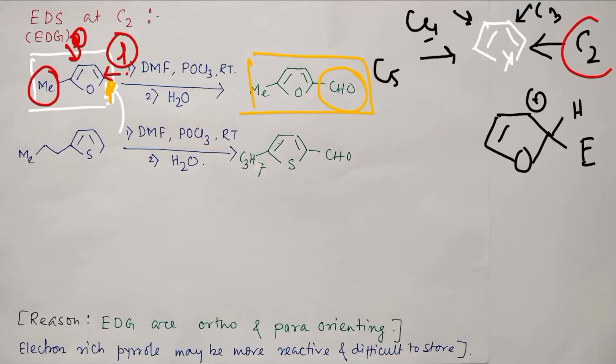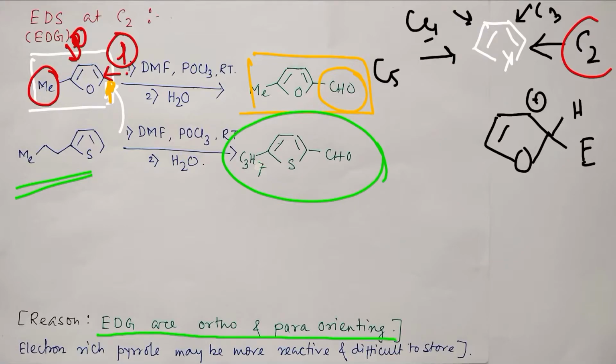Just look at the example of thiophene. Similar reactivity is observed and a similar type of substitution is obtained. So actually here the electron donating group is ortho-para orienting, and this 5-member heterocycle's selectivity is at the C2 type position. So consequently this reactivity is observed. Now a question, what about pyrrole?